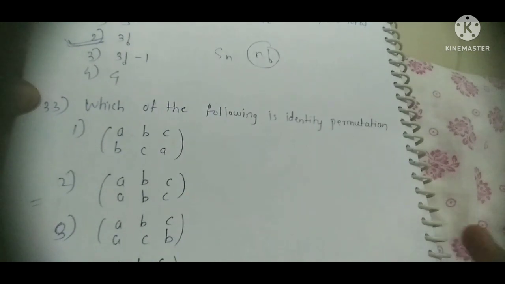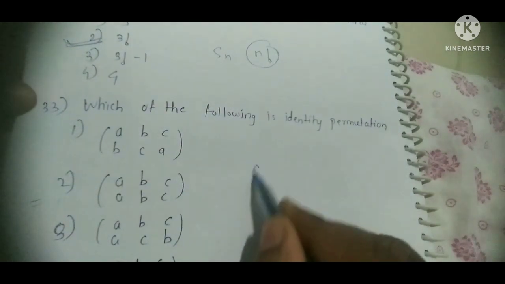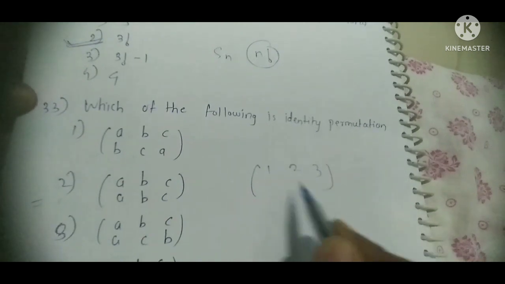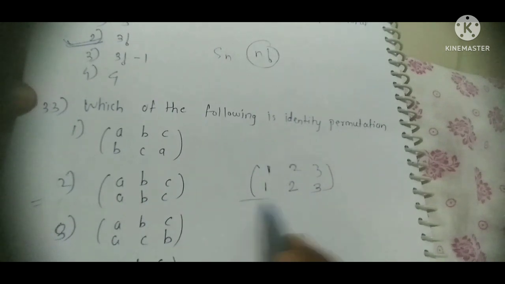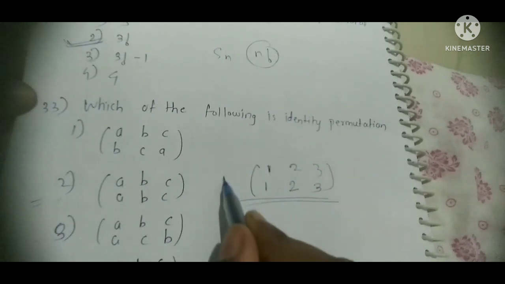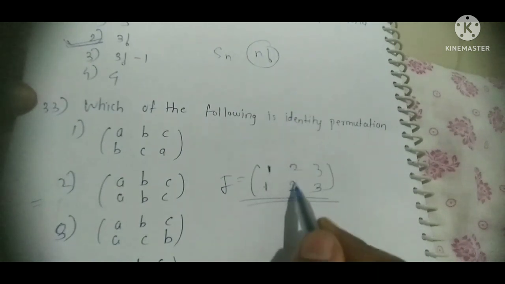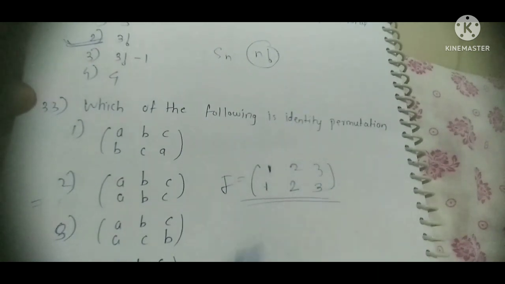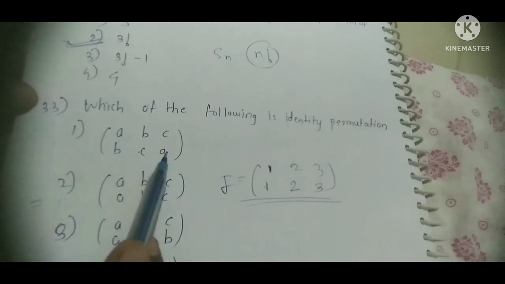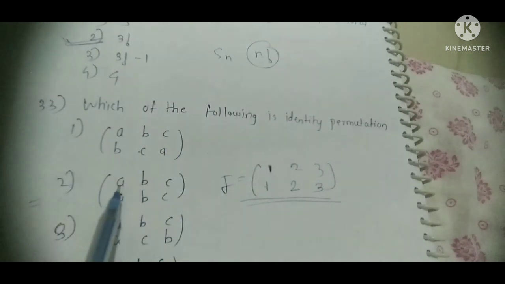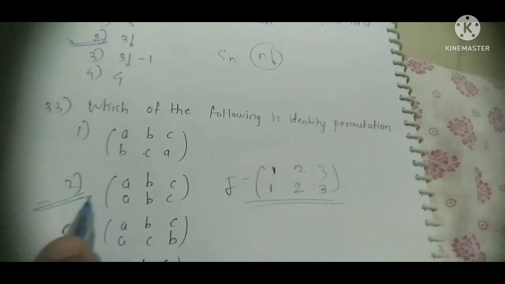Which of the following is an identity permutation? Identity permutation means, suppose this is a permutation on 3 symbols. So 1 maps to 1, 2 maps to 2, 3 maps to 3. This permutation is called identity permutation. Each element in domain and codomain maps to the same element. So here A maps to B, B maps to C, C maps to A. This is not an identity permutation. A maps to A, B maps to B, C maps to C. Yes, this is an identity permutation.